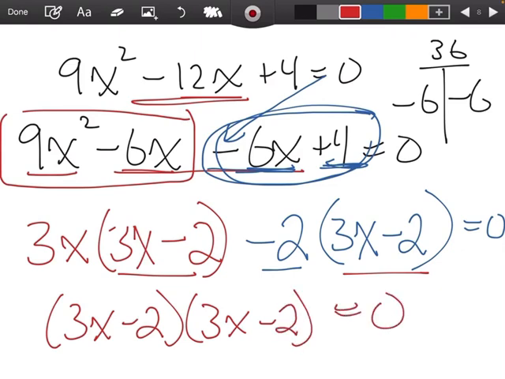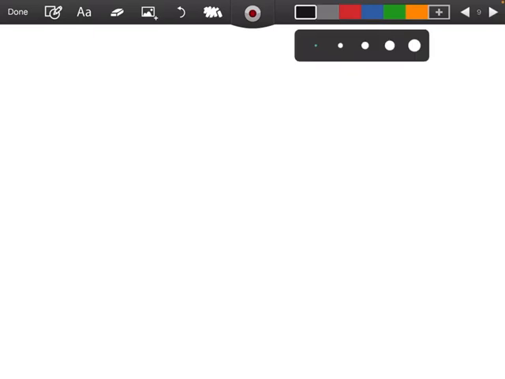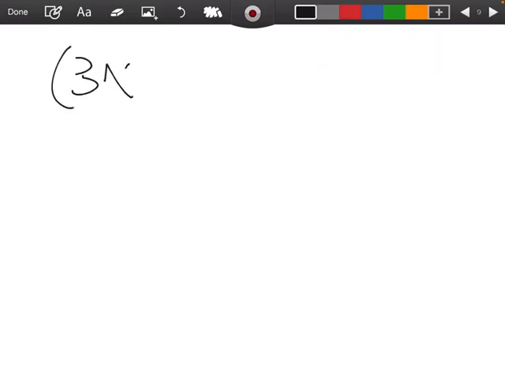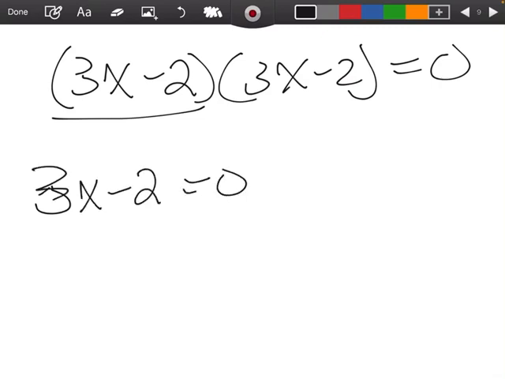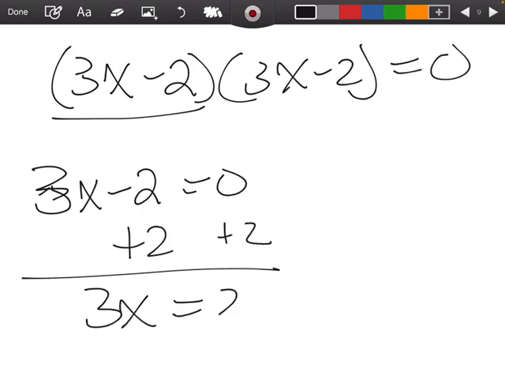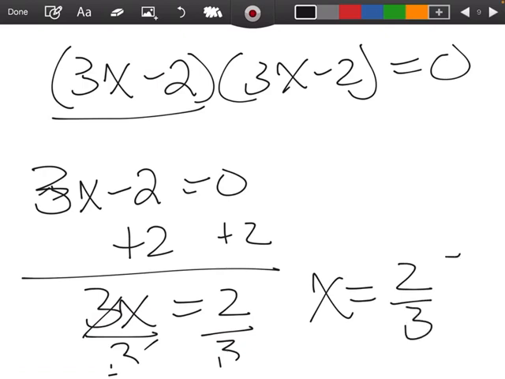So what we're going to do now is, on the next slide, write the same problem again: 3x minus 2 times 3x minus 2 equals 0. We're going to set each factor equal to 0. 3x minus 2 equals 0. Now, we have the same factor twice, so I'm not going to write it two times. We're just going to do it one time. And we're going to add 2 to both sides. So 3x is equal to 2. Divide both sides by 3, and we come up with x is 2/3.